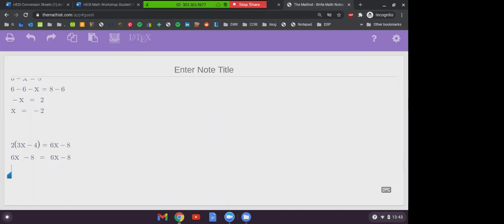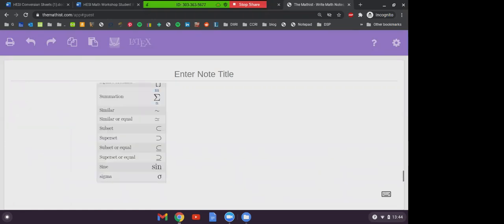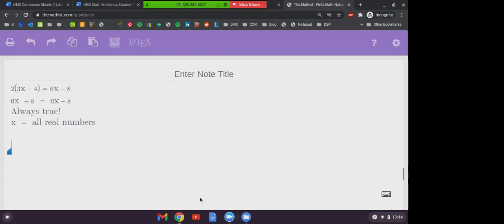Well, right there, that should tell you that this is a strange problem, right? Because they're exactly the same. And if you go further, you get 6x equals 6x, or you get 0 equals 0, or you get x equals x. You get something that's true all the time. It's always true. So that means that x is going to be equal to all real numbers. Whenever you get something equal to itself, x is all real numbers.